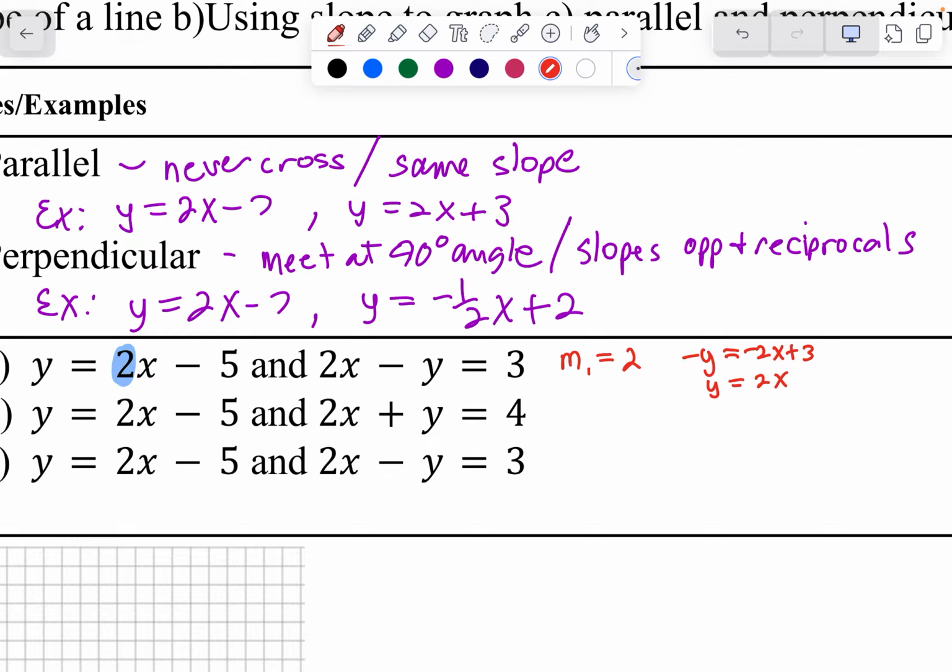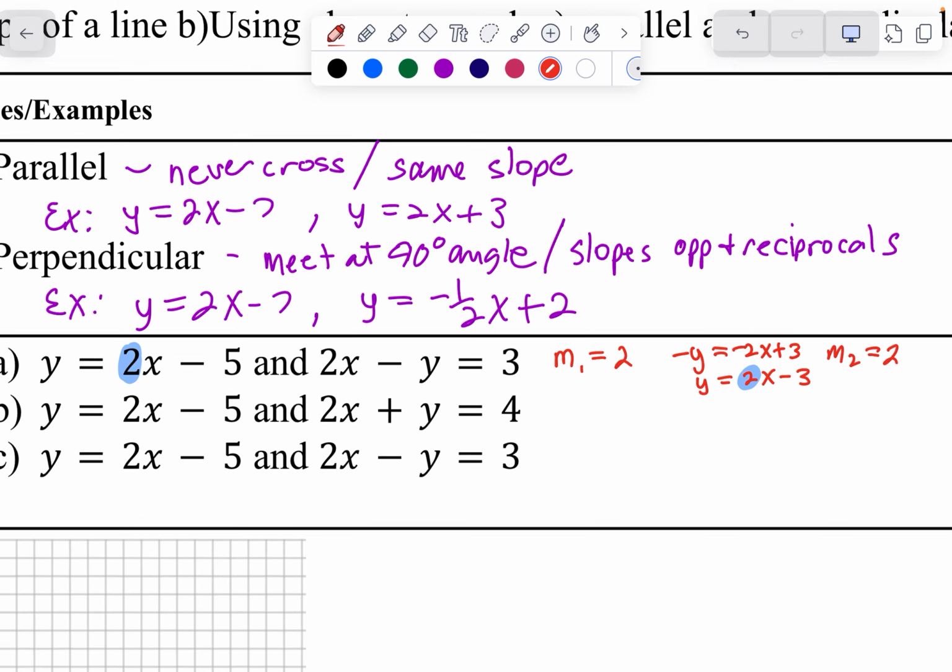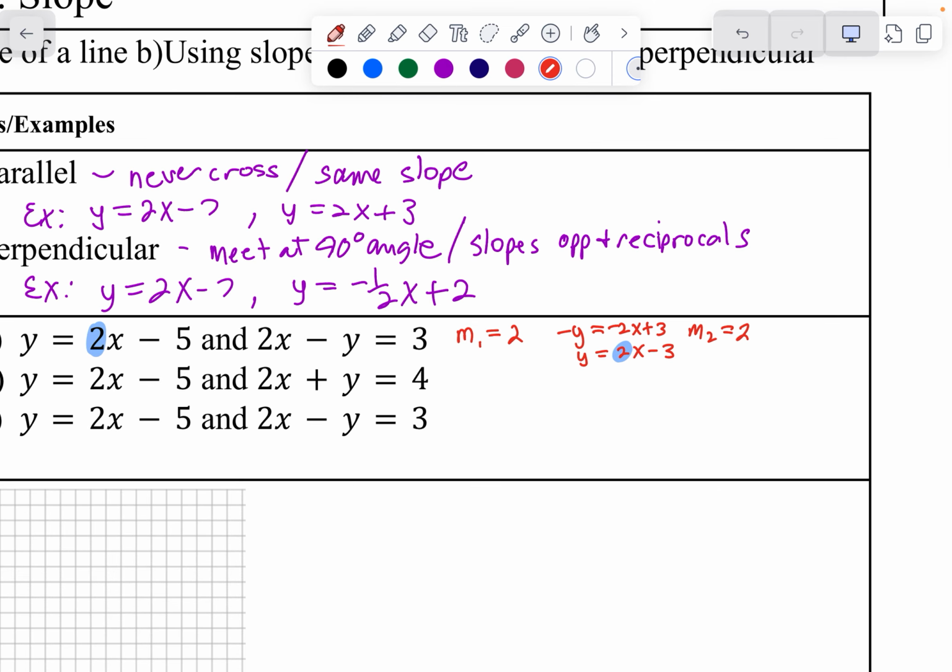Okay. So what's the slope of our second line? Somebody tell me? Yeah, so now that I've rearranged it, you can find that slope very quickly. Our slope is 2 again. What did we say we know about two lines that have the same slope? They're parallel, so you would write the word parallel.